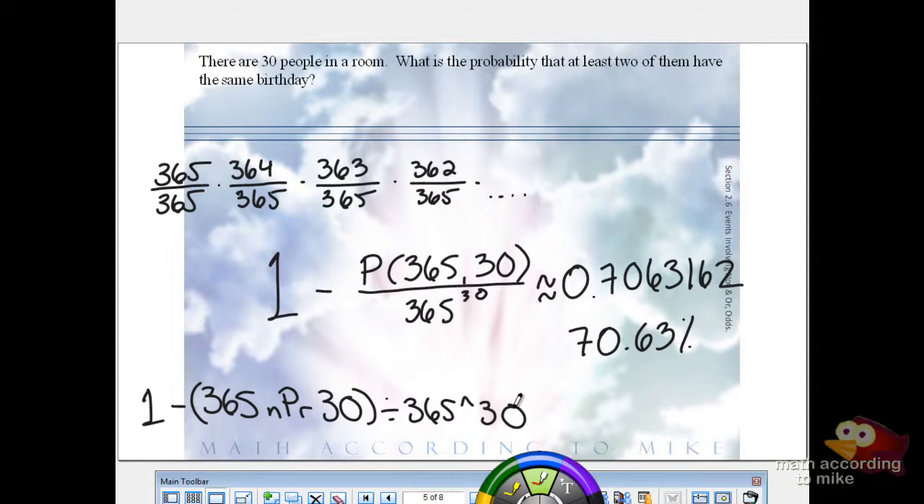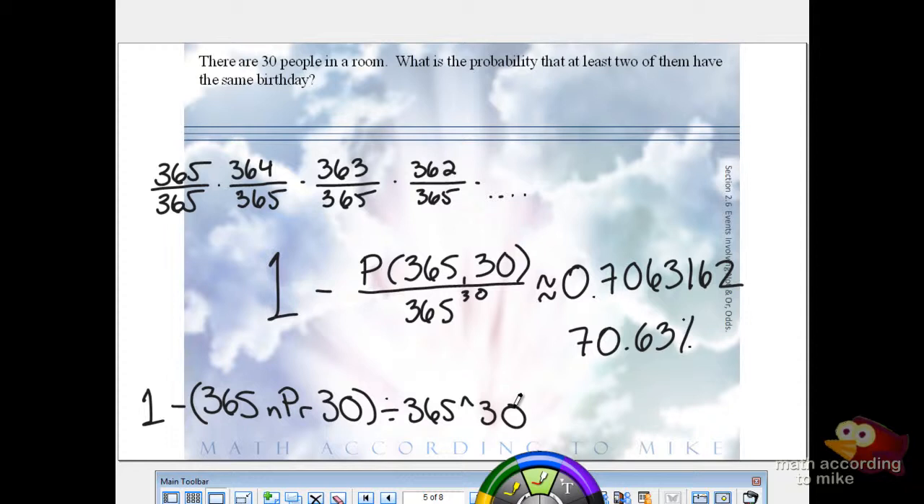Is that okay? So think about it. If you have 30 people in a room, you have a 70% chance that at least 2 of them will have the same birthday. That's pretty crazy. You only need 30 people for that to happen.